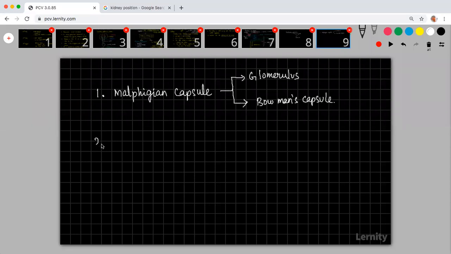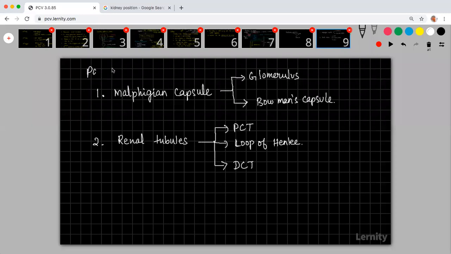And then the second part is what we call renal tubules. The renal tubules will have the proximal convoluted tubule, loop of Henle, and then the distal convoluted tubule. So this is the part of nephron.